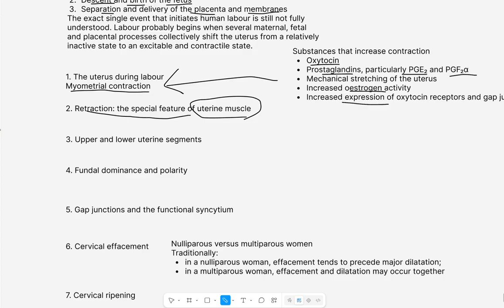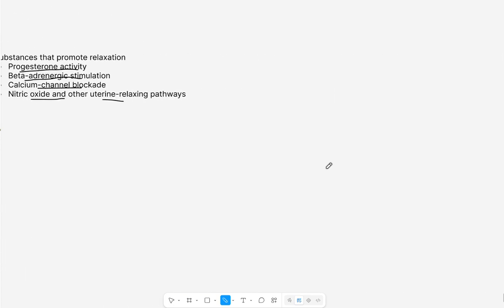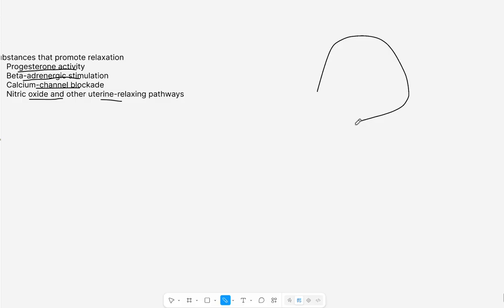So there is an upper uterine myometrium and there's a lower uterine myometrium. So when we talk about relaxation, you can see that the uterus has an upper uterine myometrium and a lower uterine myometrium, right? So what happens to this upper uterine myometrium? It behaves differently. After each contraction, its fibers remain slightly shorter and thicker than before. The persistent shortening is called retraction.